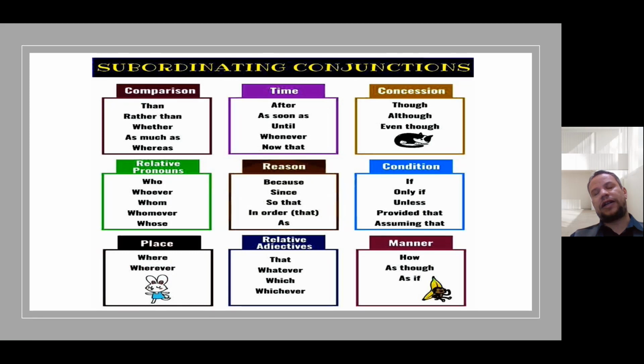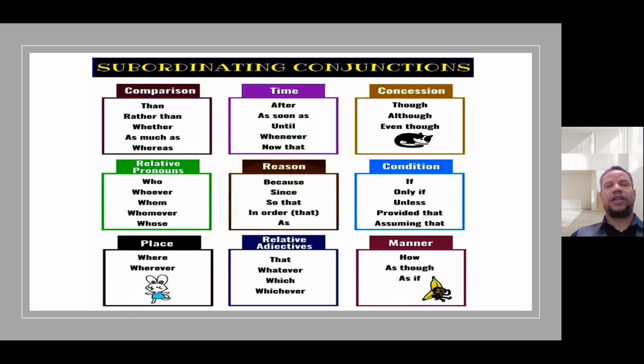As you can see, all the subordinating conjunctions, because there are a lot, will be hard and tough for you to remember and to remind yourself which subordinating conjunctions you can use. So this shape is just to help you be close to understanding and remembering the subordinating conjunctions. Let's make them in groups. So for example, I have subordinating conjunctions for comparison, for time, for concession, for relative pronouns, for reason, for condition, for place, for manner, and so on.